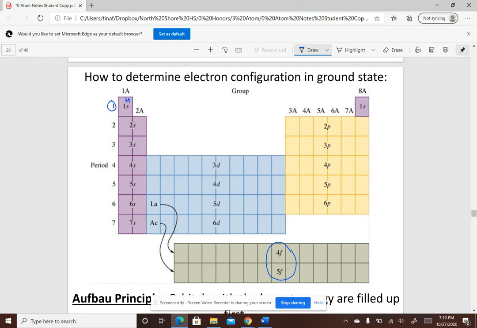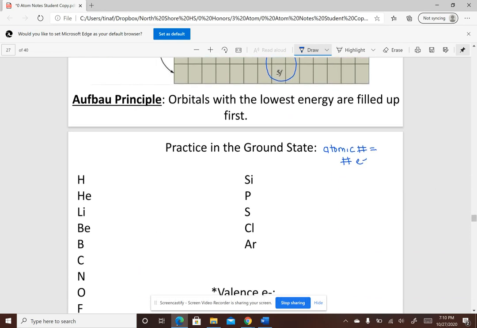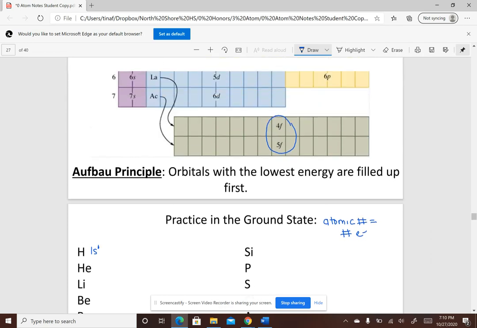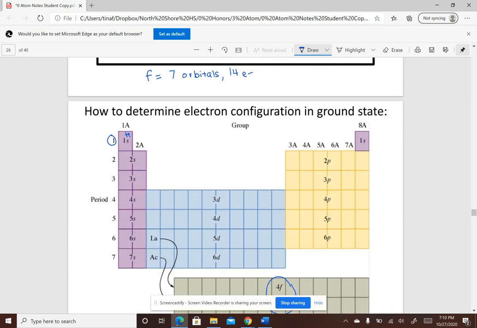Okay, so see how hydrogen is in the 1s block? So my electron configuration is going to be 1s. And now hydrogen's atomic number is 1. So that means it has 1 electron. And I'm going to put that 1 electron in this first s orbital. Okay, now I'm going to jump over to helium.